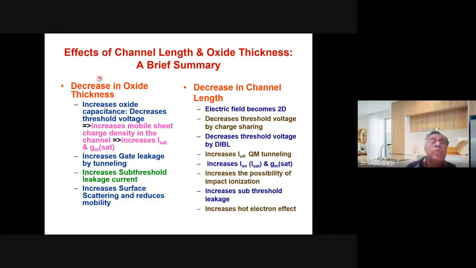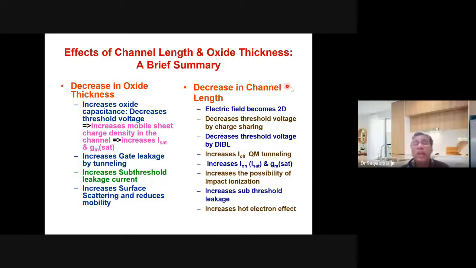So now, effectively what we are considering here is a long channel. Now what will happen due to the scaling? The transistor size is reduced. Here there are two effects: decrease in oxide thickness and in channel length. As we have mentioned, if the oxide thickness is reduced, then the gate oxide capacitance will be increased. If the gate oxide capacitance is increased, then the threshold voltage will be reduced. If the threshold voltage is reduced, then the gate leakage current will be increased, right? And simultaneously, the surface scattering will be increased and the mobility of the carriers will be decreased.